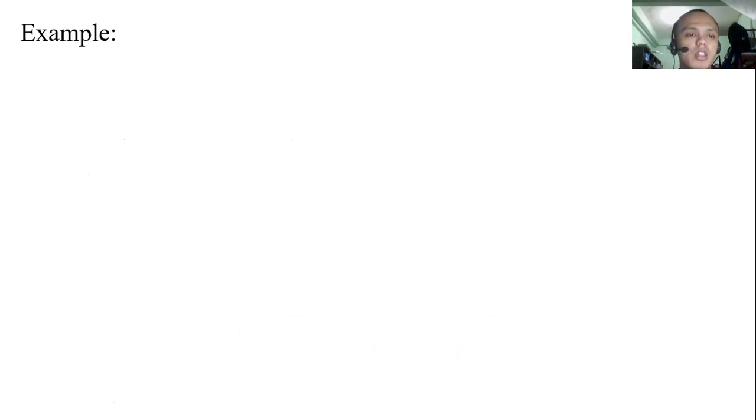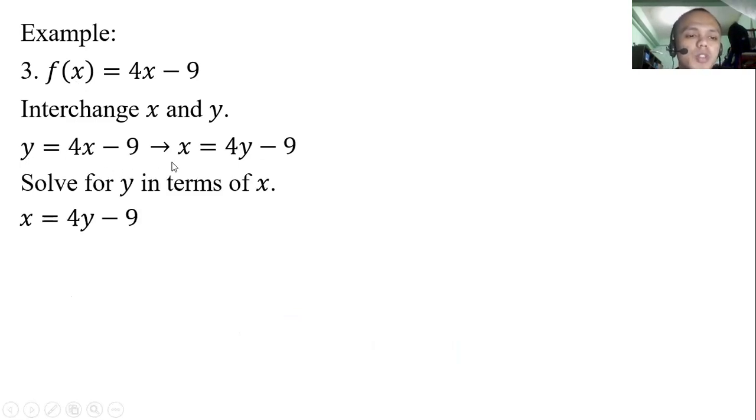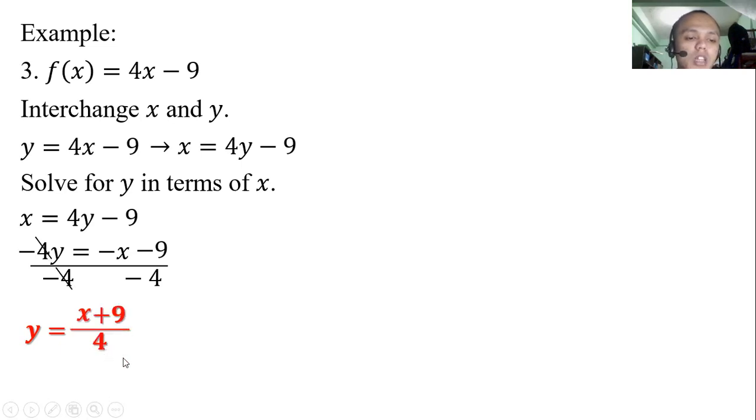Okay? Another one. We have f of x equals to 4x minus 9. If we get the inverse, interchange x and y. So we have x equal to 4y minus 9. Yung f of x automatic equal to y yan, ha. Now solve for y in terms of x. Transpose 4y to the other side, may negative 4y. Transpose x to the other side, may negative x minus 9. Divide both sides by negative 4. So the same lang to doon sa example number 1. We have y equal to negative x minus 9 divided by negative 4 is equal to x plus 9 over by 4.